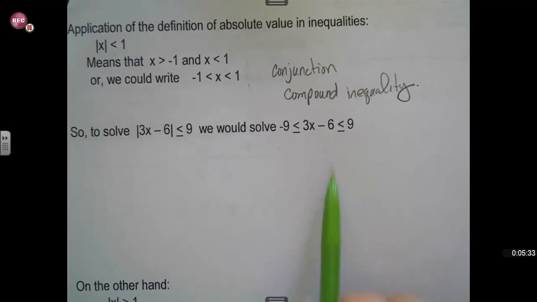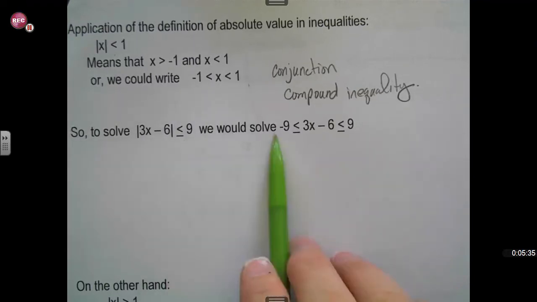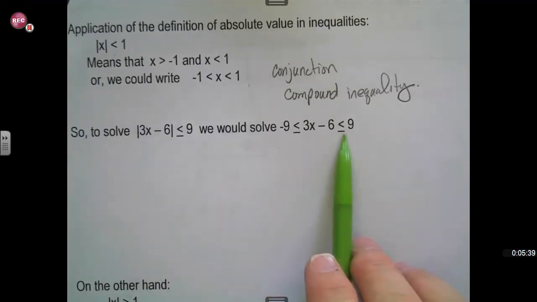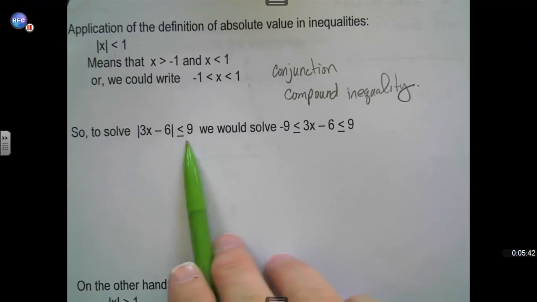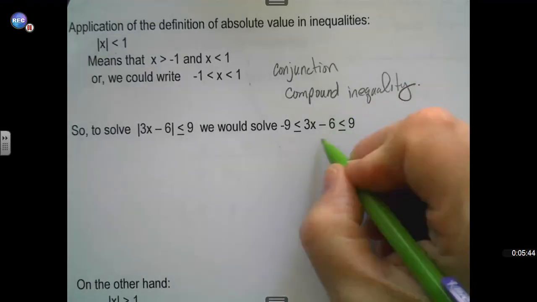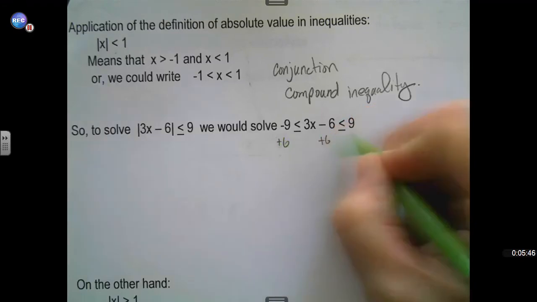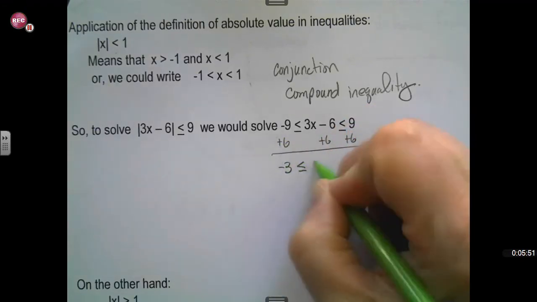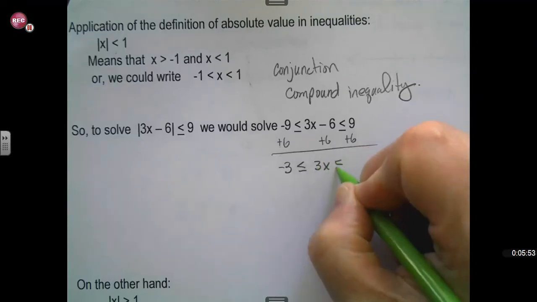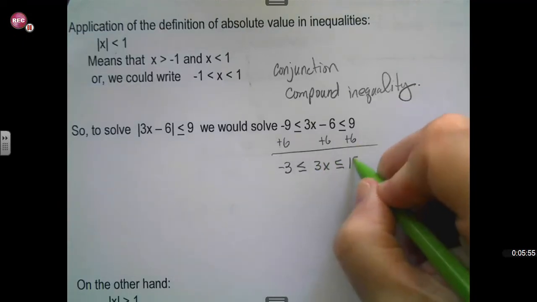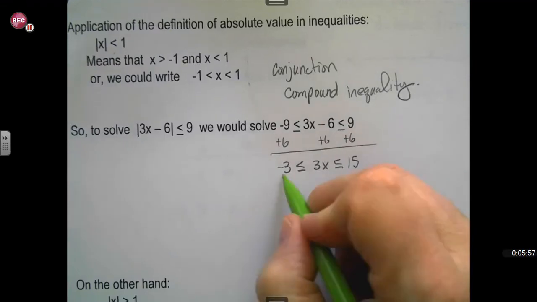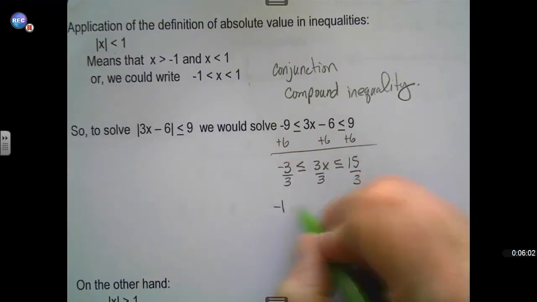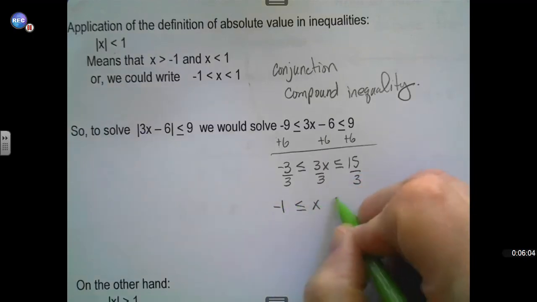And so we write -9 is less than or equal to the stuff that's in here, and it's less than or equal to 9. And I solve that. I add 6 to all three parts. And I get -3 is less than or equal to 3x is less than or equal to 15. And then I divide all three parts by 3 to get x by itself. So -1 is less than or equal to x is less than or equal to 5.